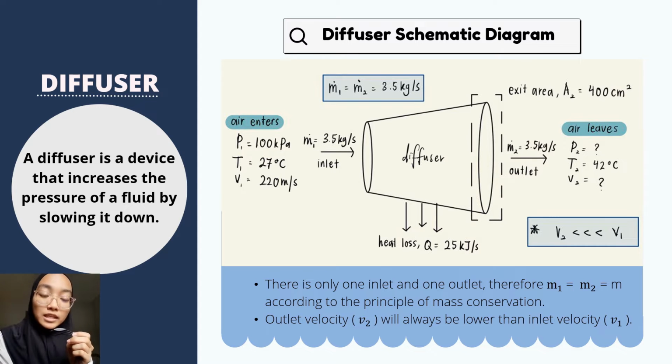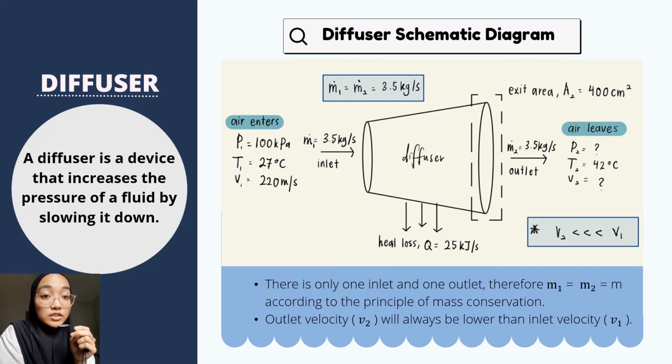And we all know that in a diffuser, there is only one inlet and one outlet. Therefore, our mass flow rate at the inlet and at the outlet is the same, because this is according to the principle of mass conservation.